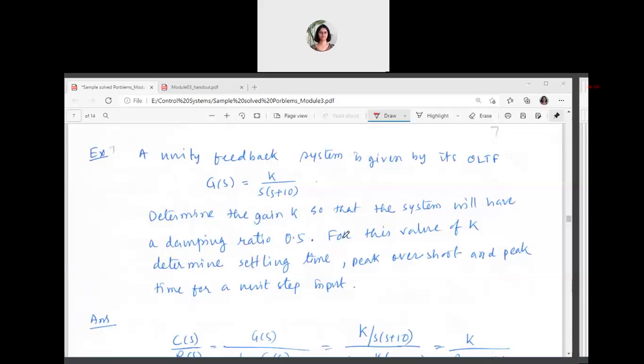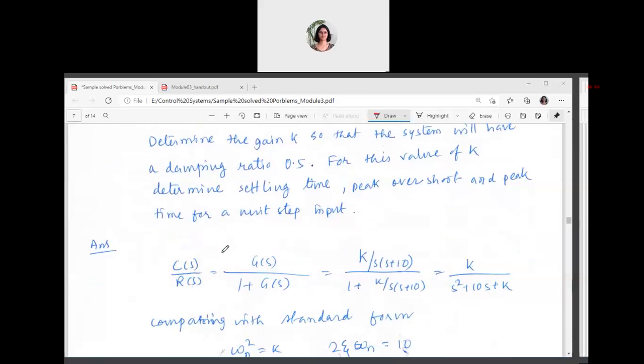That I need to calculate first. Once I know that, then for this value of k, that means the value of k which gives me damping ratio 0.5, determine the settling time, peak overshoot and peak time for a unit step input. Right? So this is G of s. I need to get first the closed loop transfer function, C of s by R of s, which is G of s by 1 plus G of s into H of s. But unity feedback, so H of s is equal to 1. Now substitute, you will get this expression for the transfer function.